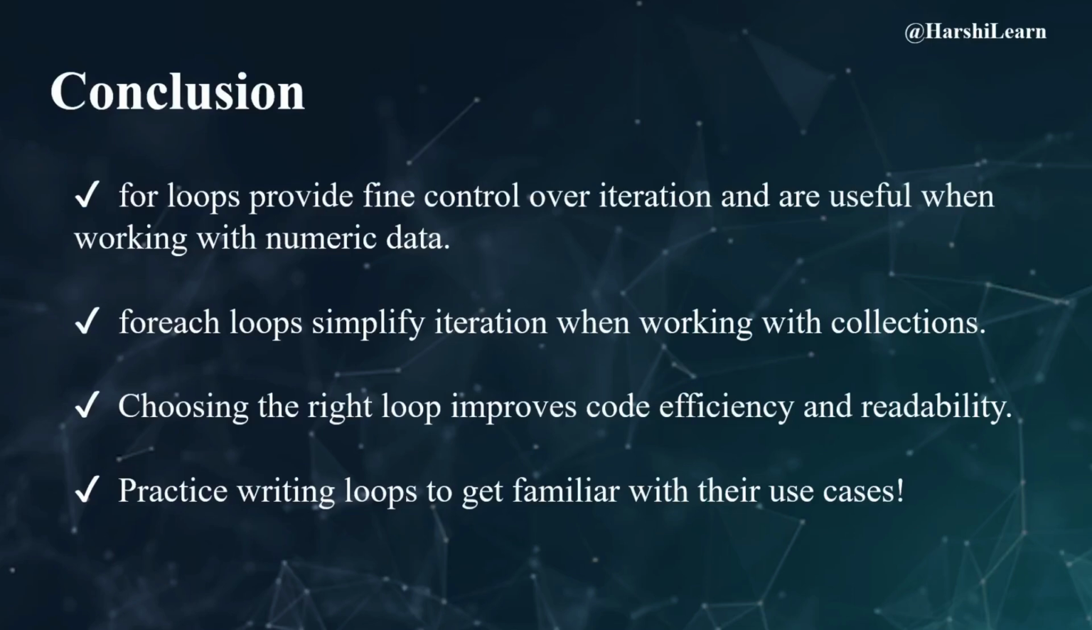Alright, that's a wrap for today's session. We have seen how for and foreach loops work with some examples. For loops give you full control over iterations and it's perfect for numbers and when you need to update values. And foreach loops make working with collections easy and keep your code clean and readable. So picking the right loop makes your code more efficient and easier to maintain. And one quick tip to remember is use a for loop when you need precision and use a foreach loop when you're dealing with collections.